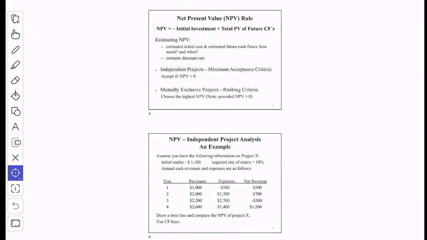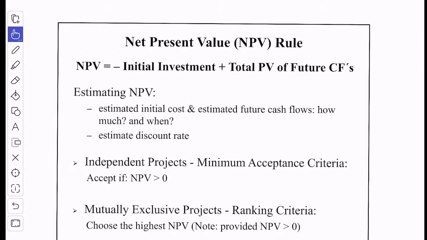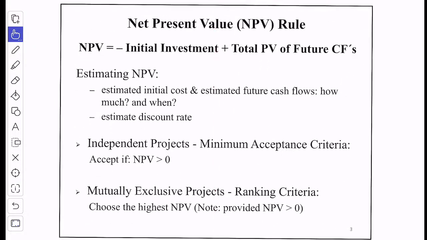All right, so we begin with the net present value. We already know about the net present value rule. We will take the initial investment cost and offset it by the total present value of future cash flows. And as long as that's a positive, we should invest in the project if these are independent projects.